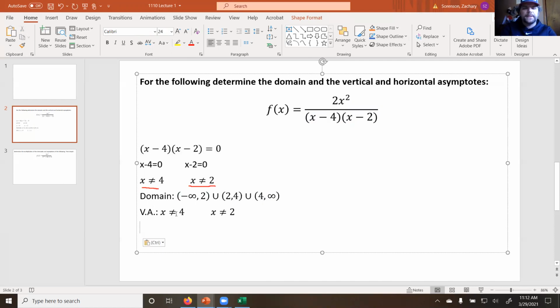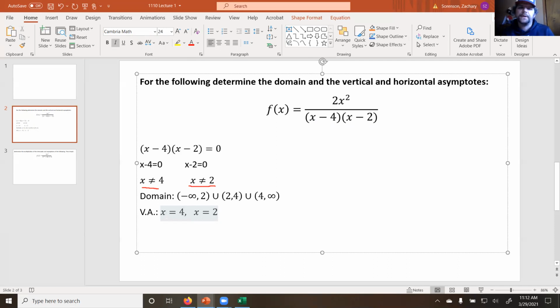They're whatever your x cannot be. Sometimes people try and be cute and write it like this. If you want to write it like this and say that's your asymptotes, it's kind of true. I mean, your graph will not be able to equal these values, but really your asymptotes are the equations themselves. So this is how I write my vertical asymptotes: x is equal to 4 and x is equal to 2, or you can write it as two separate equations. Either one is fine.